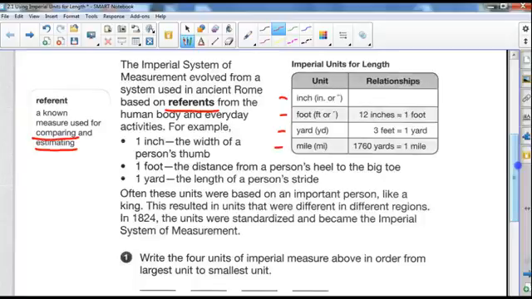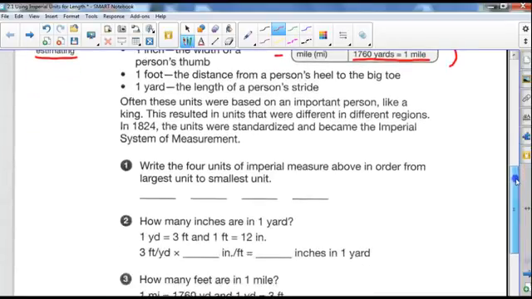We know that 1 foot is the same as 12 inches. We know that there are 3 feet to a yard, and here's that number 1,760. There are that many yards in 1 mile. Okay, these are measurements right here that you should probably memorize. Okay, it would be really good and convenient to memorize them.